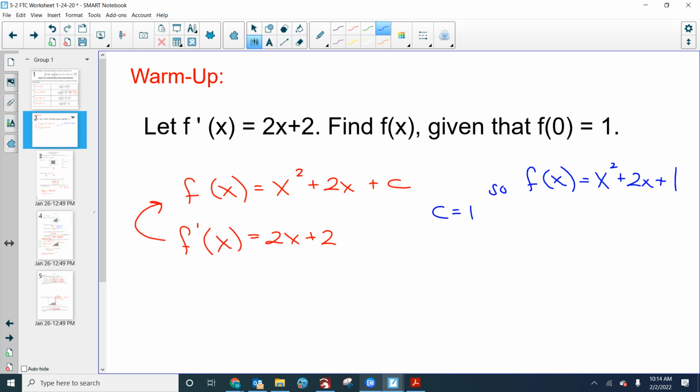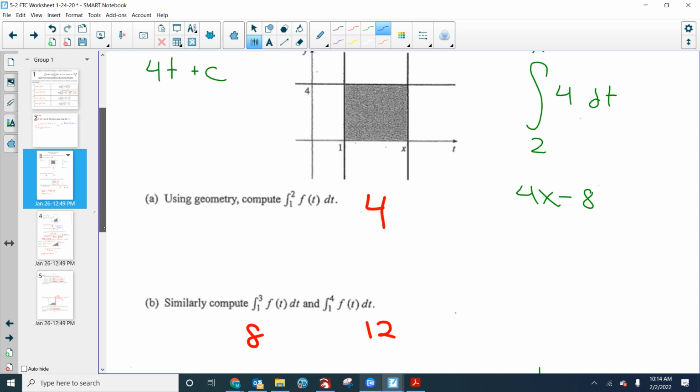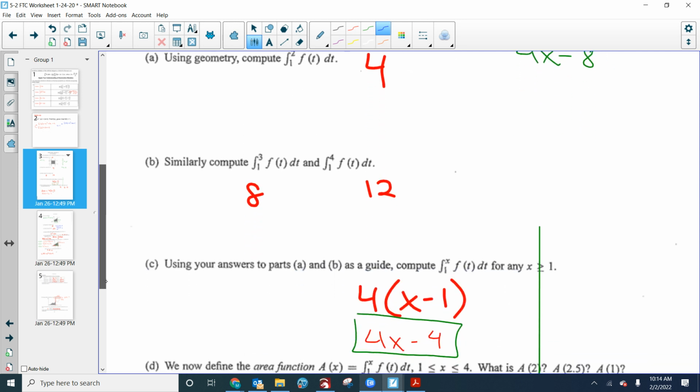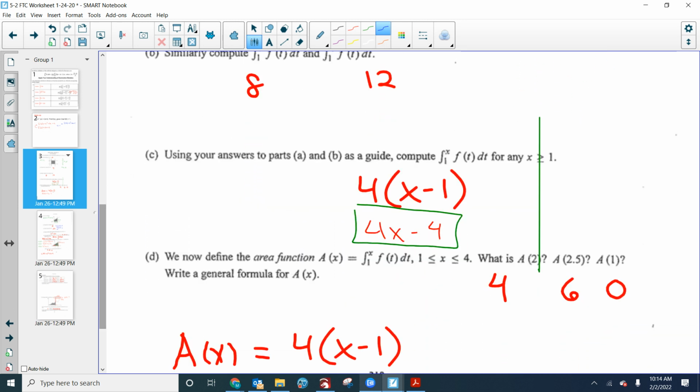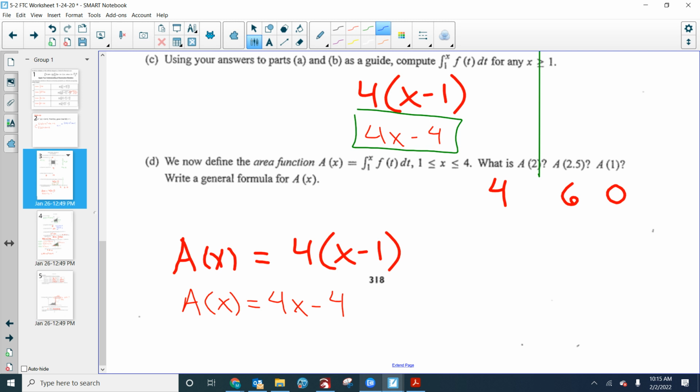Let's take out our worksheets. All right, we did the first problem together. We got 4 for A, 8 and 12 for B, 4x minus 4 for C, and 4 times x minus 1, which is 4x minus 4 for D. Yes? What was A of 2? Oh, I had it there. 4, 6, and 0. All right.